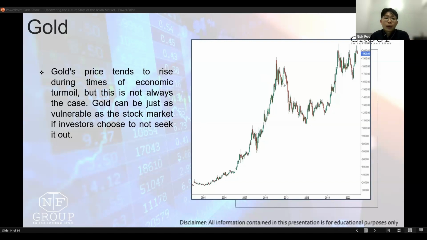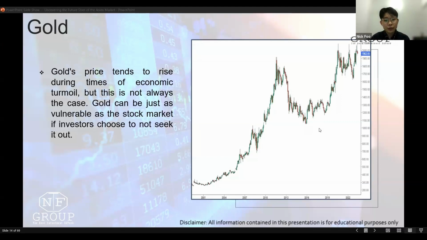This is the monthly chart, ladies and gentlemen. Looking at gold futures prices, if you are good at technical analysis, you should be able to identify what pattern it is. Ladies and gentlemen, what pattern is it? Anyone can identify any pattern in this chart? Anyone? No?